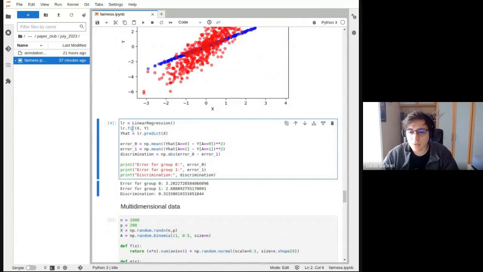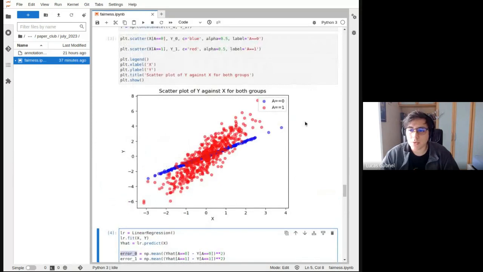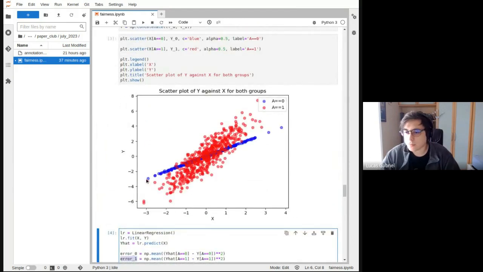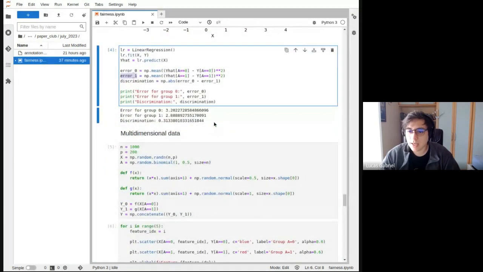Okay, we fit the model and it's time to predict, and to calculate discrimination it's very simple. I basically get the y hat, the prediction, and compare it to my true label, the ground truth here, and I subtract and get the mean. That's basically the formula, and I have the error for my zero class. And I do exactly the same thing again for my error one, for my red dot class.